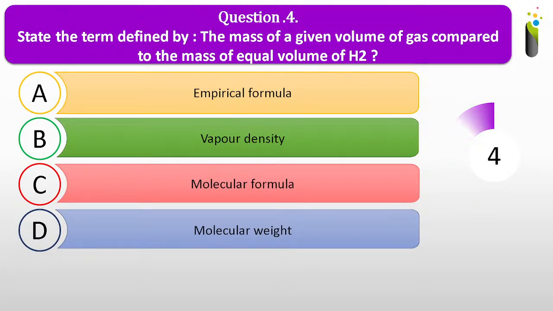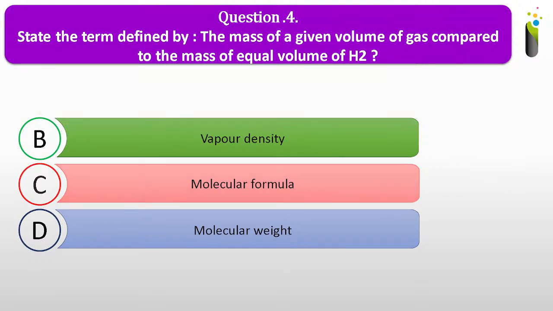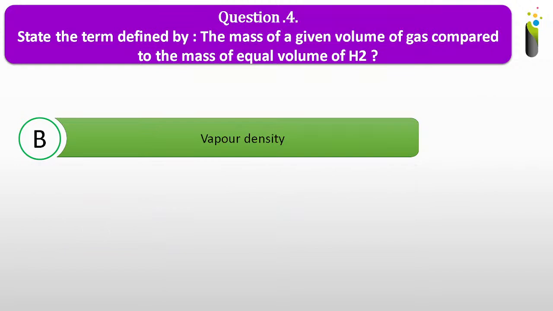So the correct answer for question number 4 is B. It's vapor density. So vapor density is defined as the mass of a given volume of a gas compared to the mass of equal volume of hydrogen. Going ahead to question number 5.